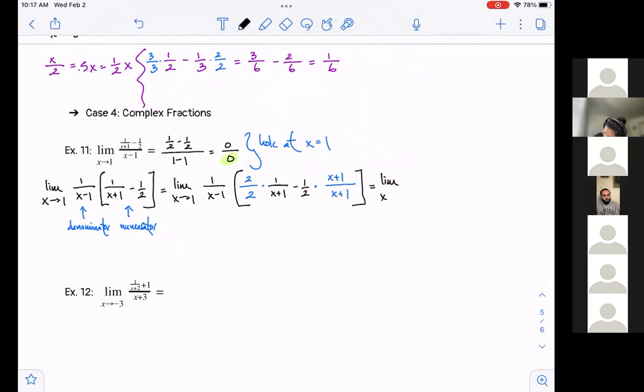We've got the limit as x approaches 1 of 1 over x minus 1. When we combine these first two that we're multiplying, we end up with 2 over 2 times x plus 1. And when we combine the second one, we end up with minus x plus 1 over 2 times x plus 1.